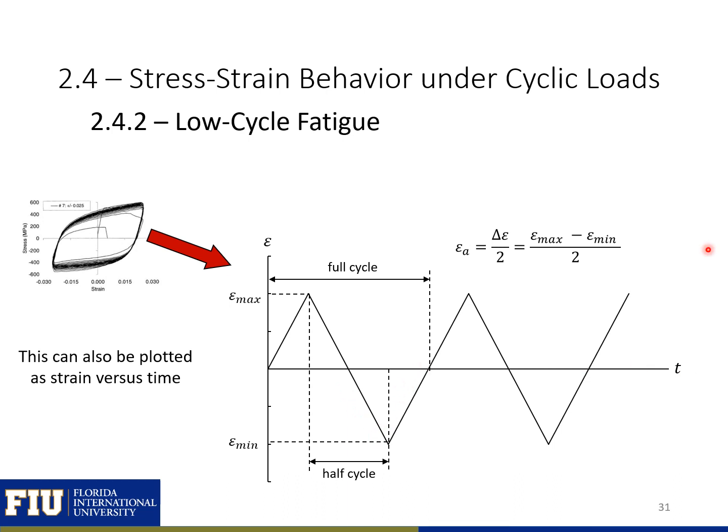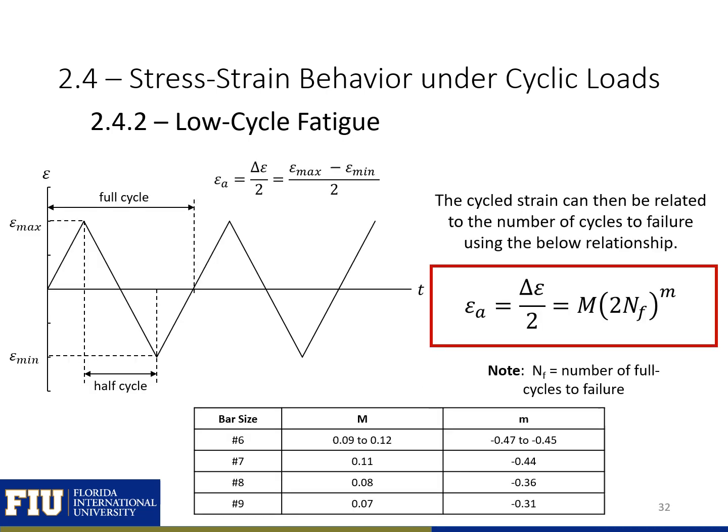So we can look at our average strain as a function of our max and our min divided by 2. So our epsilon max minus our epsilon min divided by 2 to find our average strain. We can then use the average strain to figure out the number of cycles that it'll take to fail the reinforcing bar in low cycle fatigue.